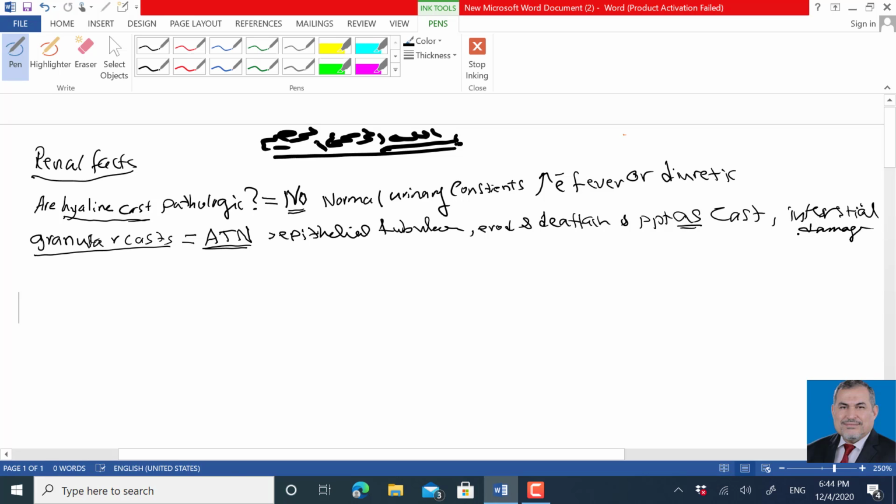Okay, so we said the hyaline casts are normal, nothing, but they increase with fever and diuretics. The granular casts indicate acute tubular necrosis or interstitial damage. What is the significance of RBC casts? RBC casts you also see in the general urine examination, or urine analysis, what we call urine analysis. We see RBC casts. What do they indicate?